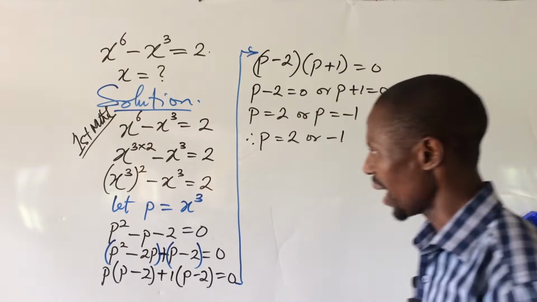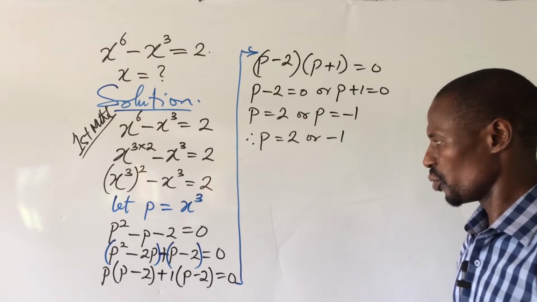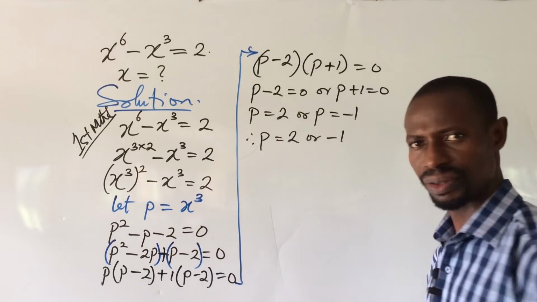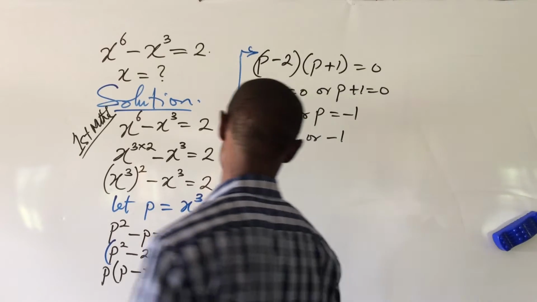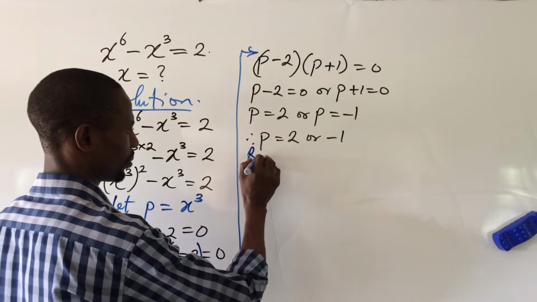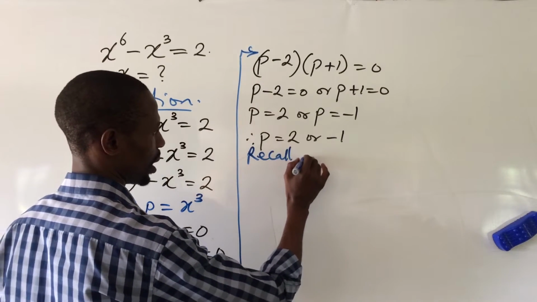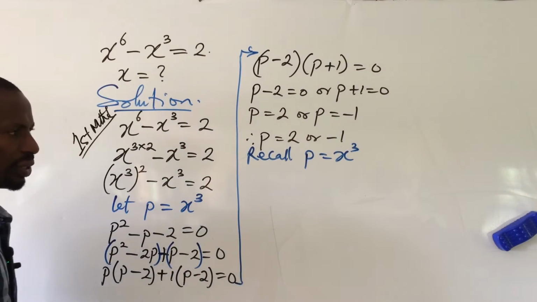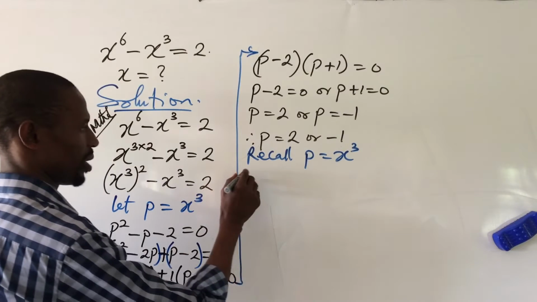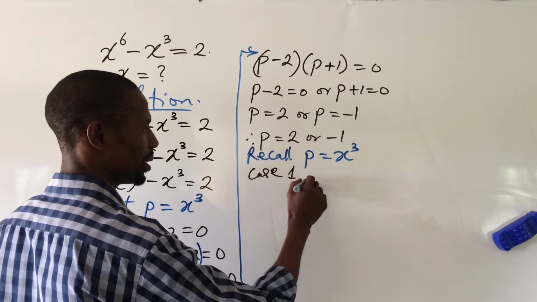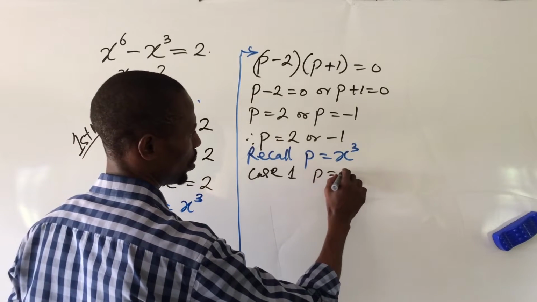But recall, at first we don't have P. So we now remember where we said let P equal x to the power of 3. Okay, so we now take case 1, but before then, recall that P is equal to x to the power of 3. So if we take case 1, when our P is equal to 2.